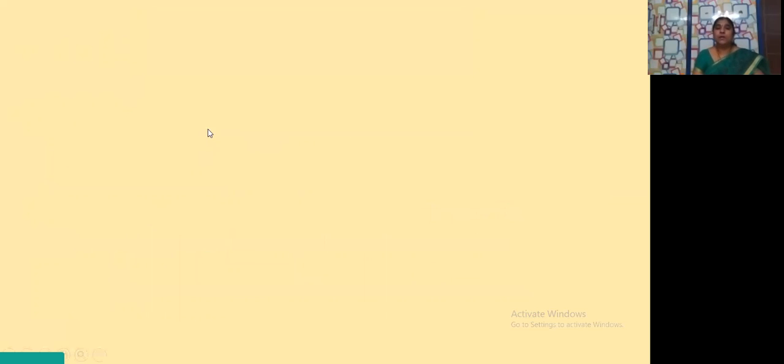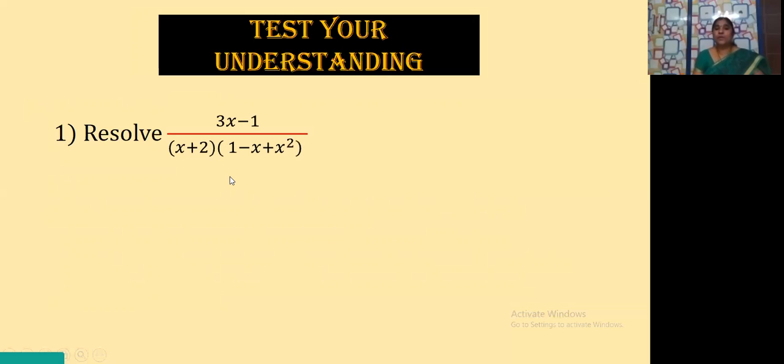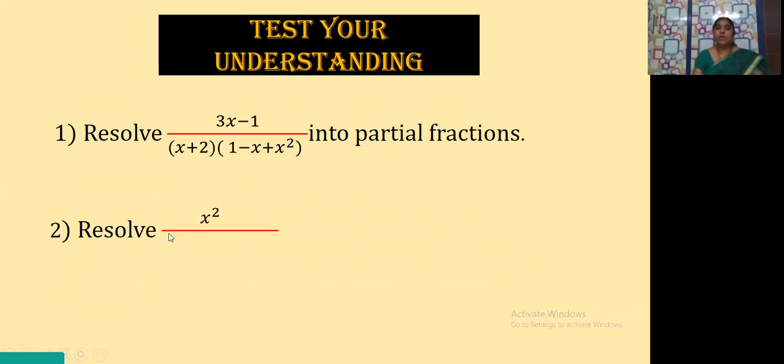Let me give you some practice questions, children. So try to do these sums. Resolve 3x minus 1 by x plus 2 into 1 minus x plus x square into partial fractions. So here a quadratic term is given, children. So first we have to verify whether it is irreducible or not. Okay. Then only we have to write them in the partial fractions. Next second question is what? Resolve x square minus 3 by x plus 2 into x square plus 1 into partial fractions.